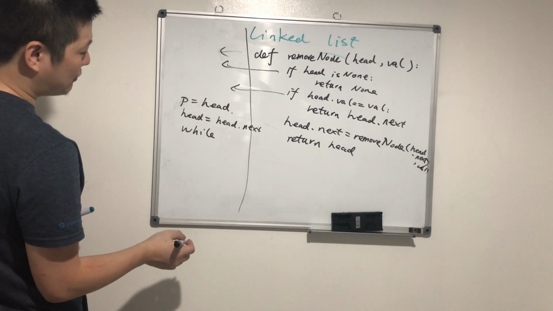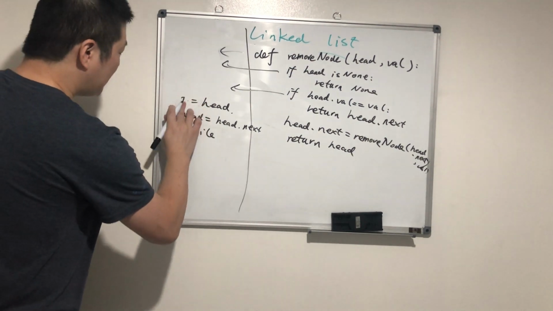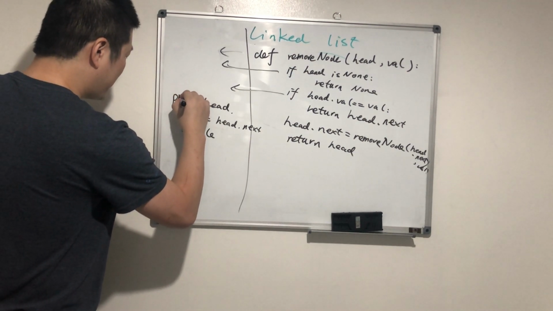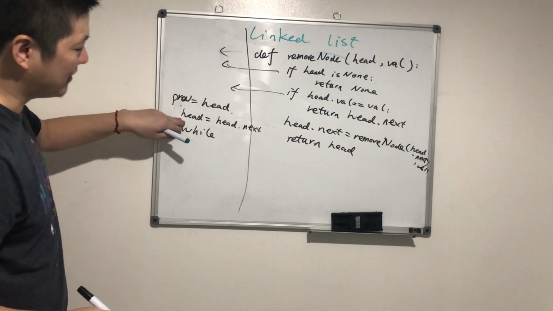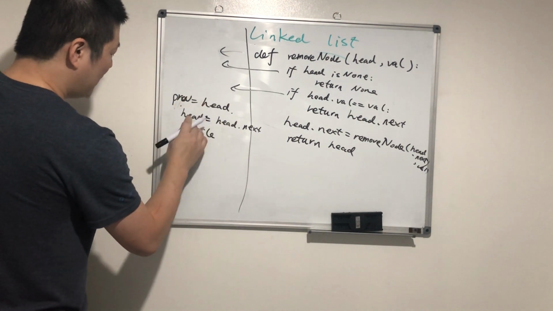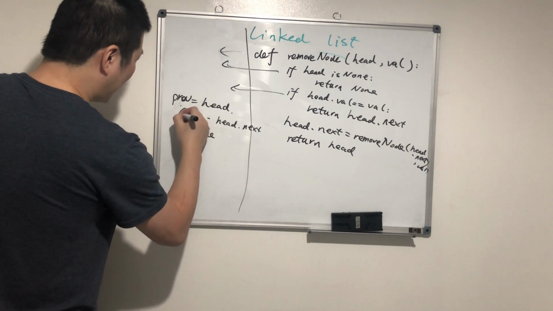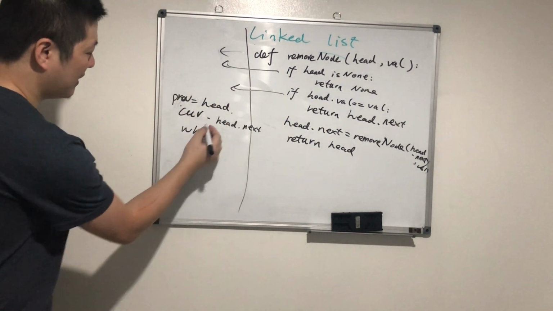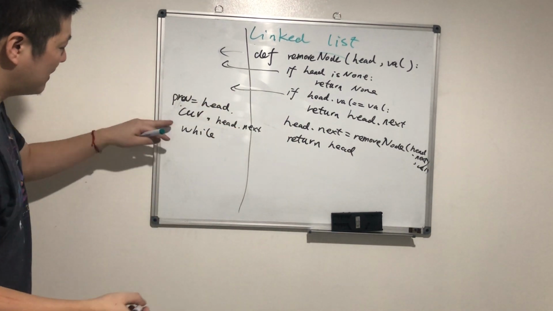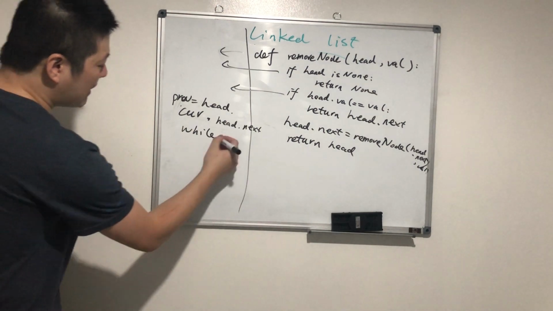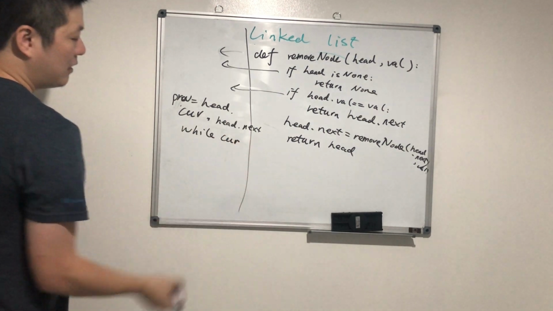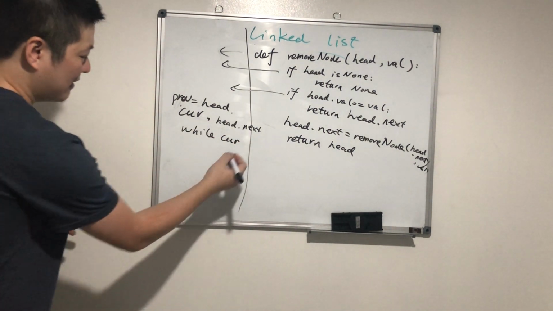We possibly need to save the previous node, and then the current node. Let's say we have current node equals head dot next. Previous node equals head. See? And then while current node is not null.